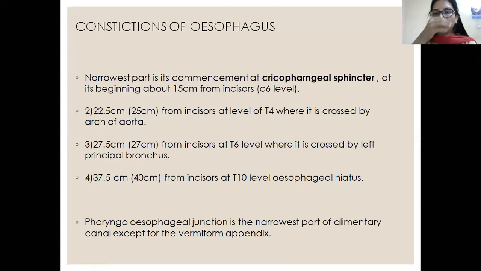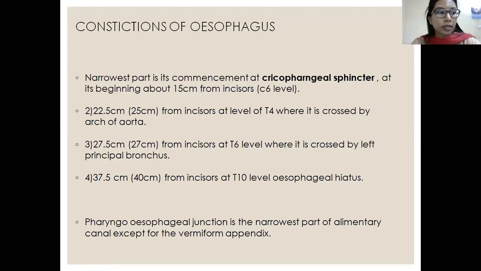This is all important for your viva. The next constriction is approximately at 27 centimeters, more precisely at 27.5. This is at the level of T6. This is where the esophagus is crossed by the left principal bronchus. So you know that at level of T4, T5, you see tracheal bifurcation, and where your left principal bronchus crosses your esophagus, you have the third constriction of the esophagus.